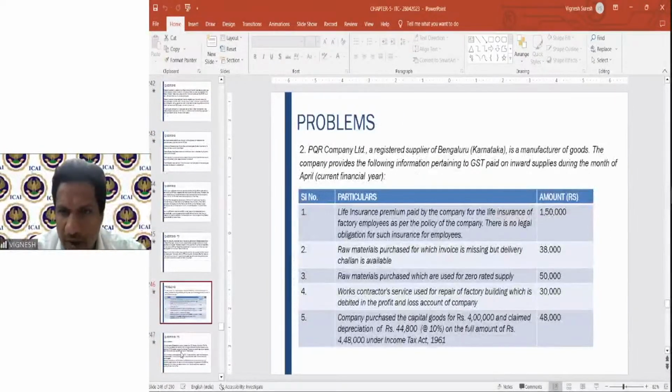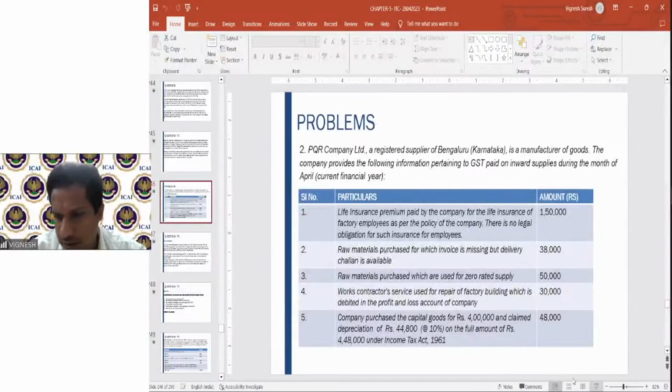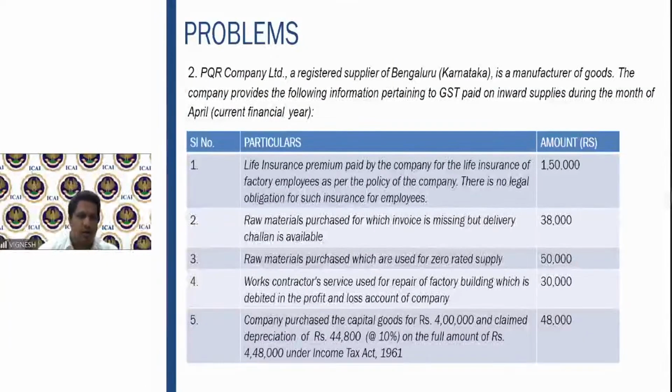Now this we have seen, and this is the next question. Please go through this question, try to answer it. PQR Company Limited, a registered supplier of Bangalore, Karnataka, is a manufacturer of goods. The company provides the following information pertaining to GST paid on inward supplies during the month of April, that is the current financial year. Life insurance premium paid by the company for the life insurance of factory employees as per the policy of the company. There is no legal obligation for such insurance for employees.